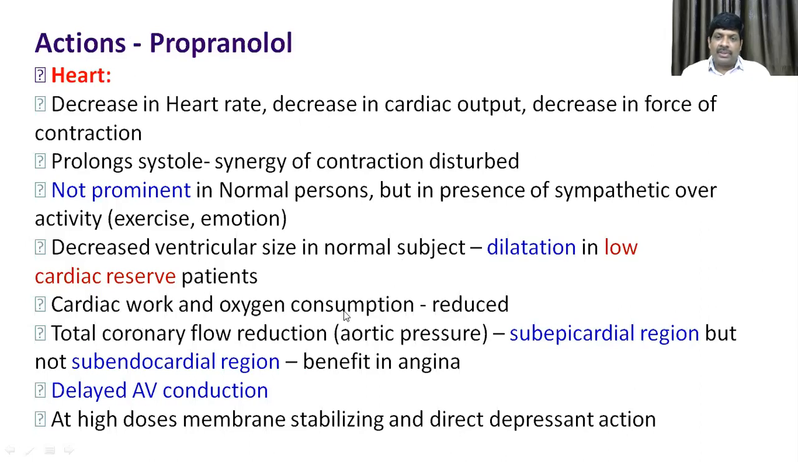Cardiac work and oxygen consumption is reduced. We have already discussed this. And total coronary flow is reduced at the subepicardial region, but not the subendocardial region. So this property may be useful in angina. It delays AV conduction, so negative dromotropic effect. At high dose, membrane stabilizing and direct depressant action. High dose.